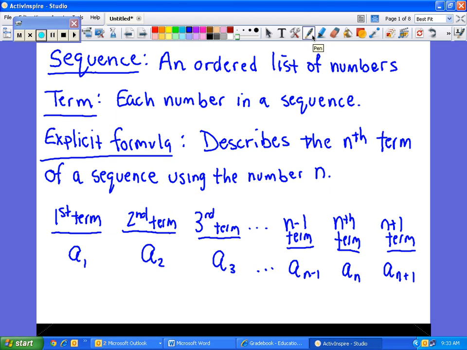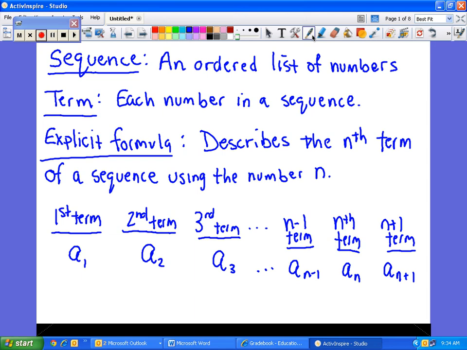So a sub n minus 1 is the term that comes before that term. So if I let n be 10, my nth term is the 10th term. My n minus 1 term is the 9th term. And then a sub n plus 1 would be the 11th term. Okay? Understand? If you don't understand this, it makes what we're going to be doing all the more difficult.